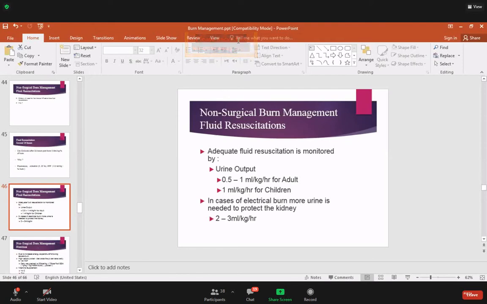Answer in the chat box. How much urine output is a safe resuscitation parameter? This patient whose weight was 70 kg, how much urine output is considered adequate? 35 ml per what? Per day? 35 ml per hour.